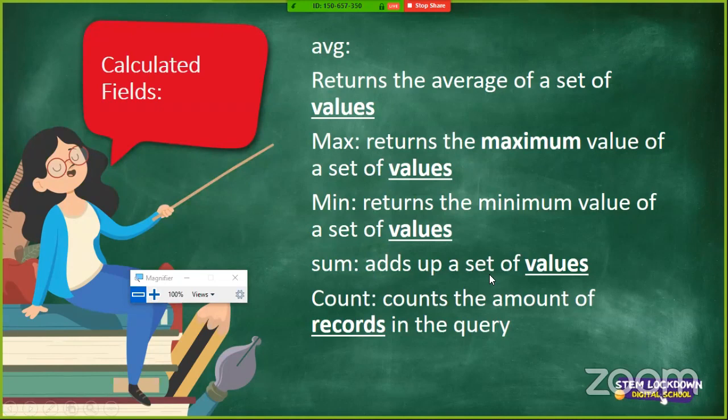Sum adds up the set of values, and see I underlined the word values. Minimum returns the minimum value of a set of values. Maximum, the maximum value of a set of values. And average, it adds up all the values and divided by the amount of records that there is.